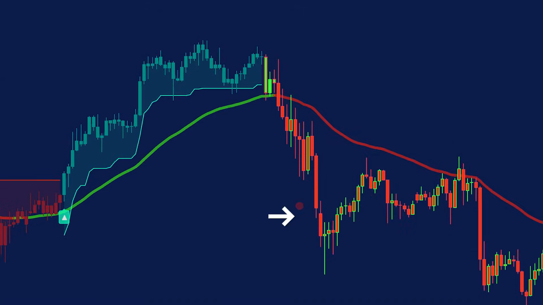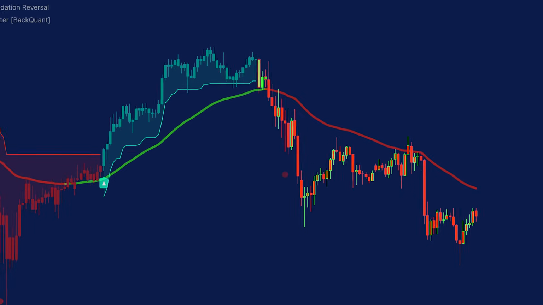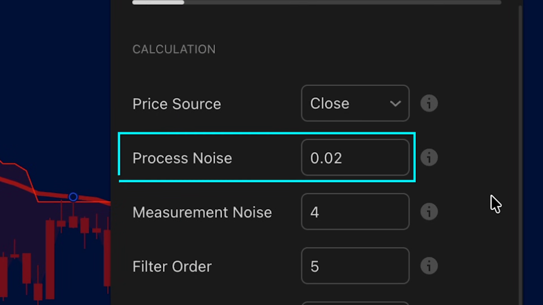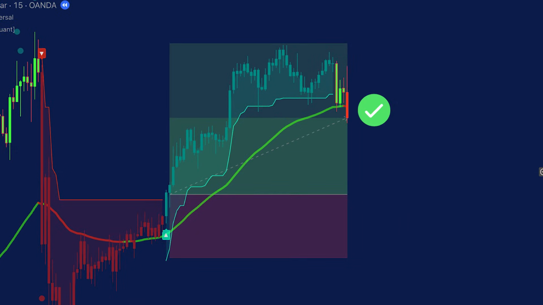Gold is notorious for false liquidation spikes, so these higher settings ensure you're only catching legitimate institutional moves. Set Kalman VWAP process noise to 0.02 for steadier fair value tracking that filters out gold's whipsaw nature.